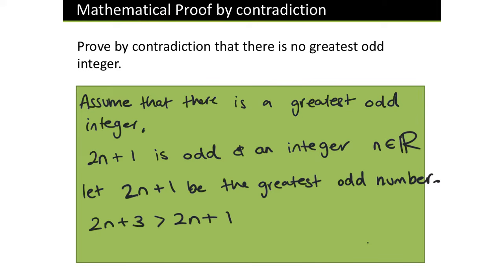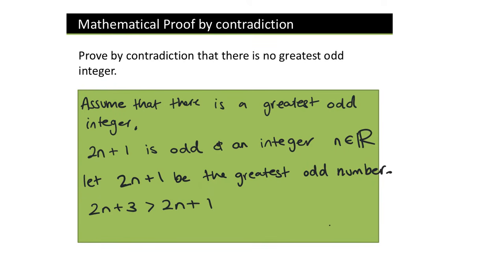2 is greater than 1, yeah? So we've now stated another fact, so we can write that down. So 2n plus 3 is greater than 2n plus 1. 2n plus 3 is also odd and an integer, is it not? Where n belongs to R.